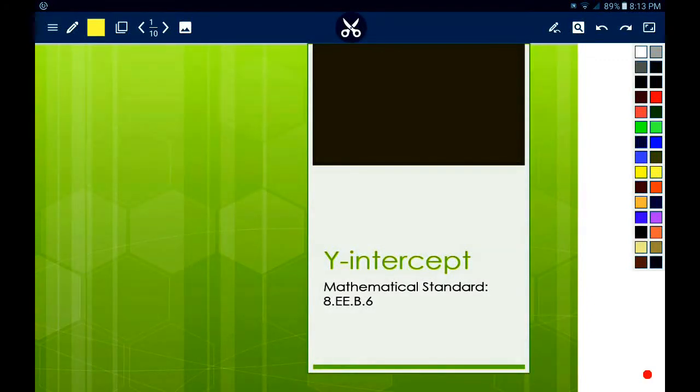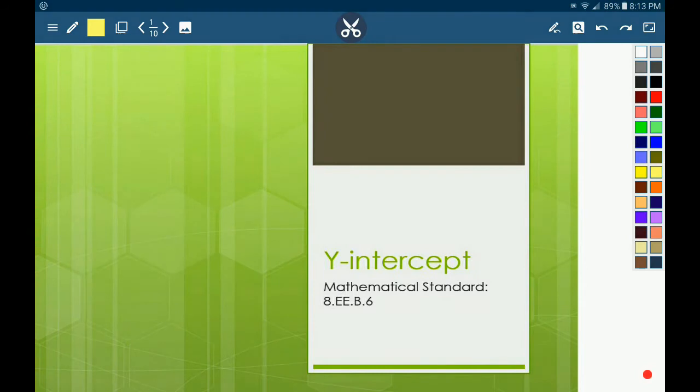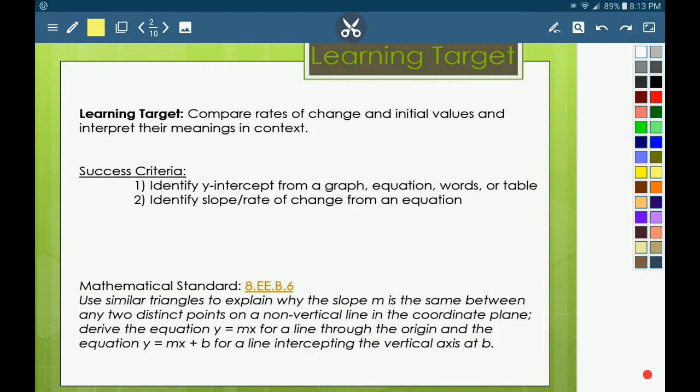Today we're going to be talking about something called the y-intercept. So let's take a look at our learning target. Our learning target today: we're going to compare rates of change. Rate of change is still very prominent in what we're learning, and initial values. We're going to be talking about what initial value means and how to identify it. We're also going to be able to interpret their meaning in context.